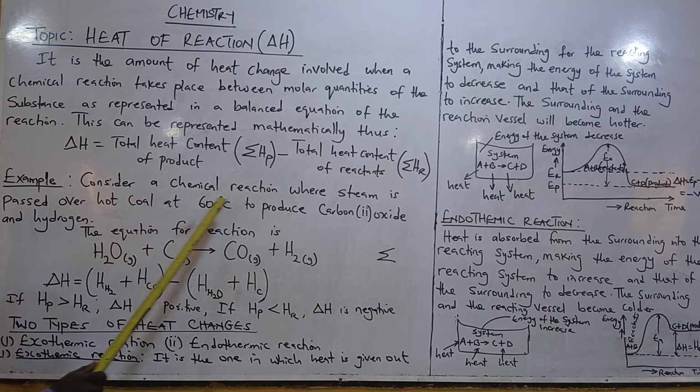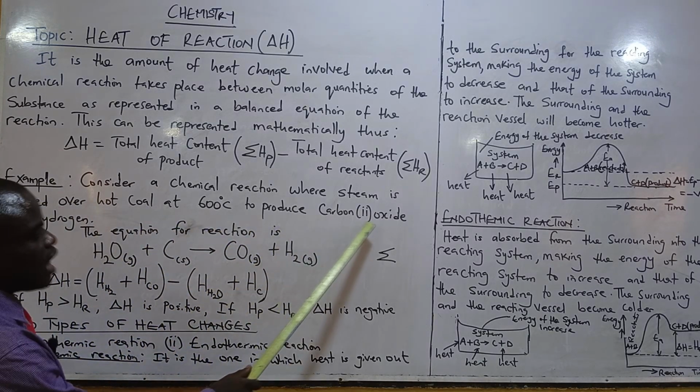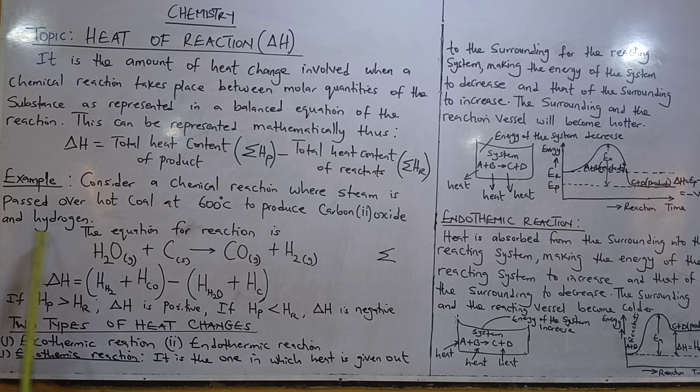Let's see an example. Consider a chemical reaction where steam is passed over hot coal at 600 degrees centigrade to produce carbon(II) oxide and hydrogen. You see water, the steam, with G for gas, heat passed over hot coal, solid S, to represent coal, to give us carbon(II) oxide, which is a gas, plus the hydrogen gas.